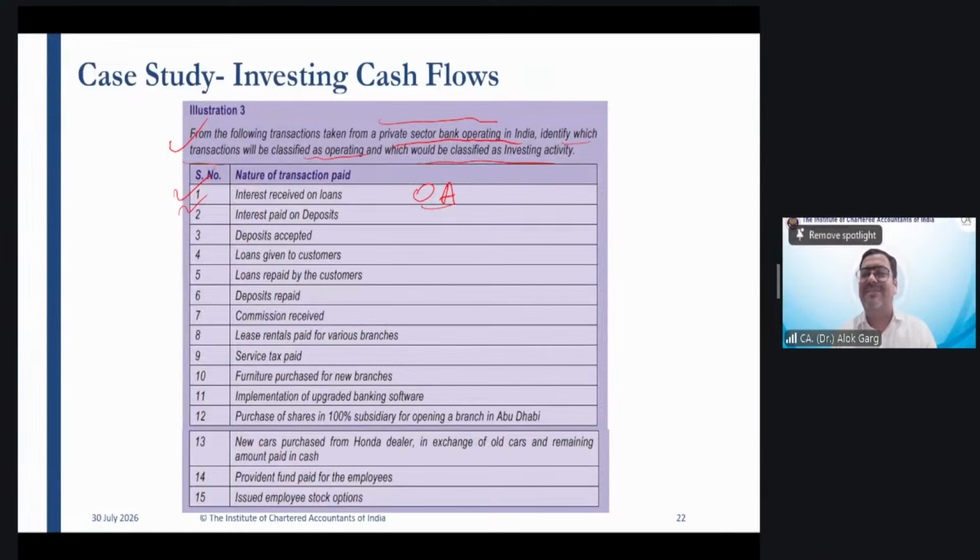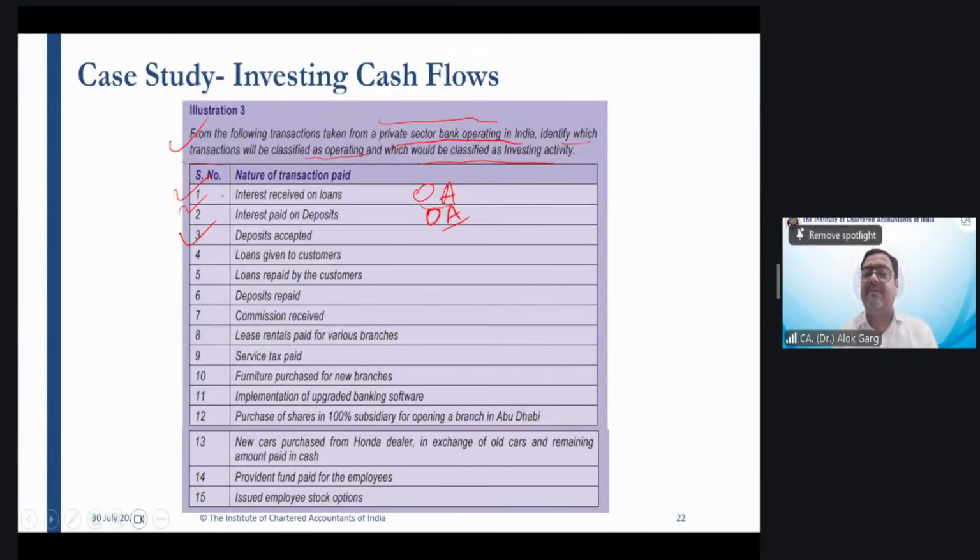Interest paid on deposits, again operating activity, right? You have deposited into the bank. This is a liability for the bank, and this is interest paid. This is the bread and butter of the bank, right? So this is again an operating activity. But tell me, if a company has taken deposits from various market participants and the company is paying interest on them, then it is a financing activity, right? Financing activity.